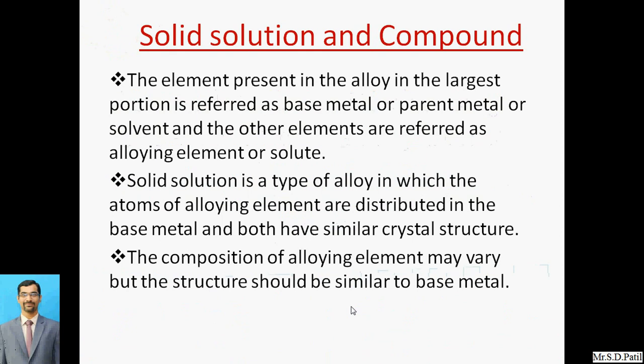So in this term you have to understand the importance of the solid solution and compounds in the equilibrium diagram. Basically, the element present in the alloy in the largest portion is referred to as base metal or parent metal or solvent, and the other elements are referred to as the alloying element or solute. These are the two very important terms, the solvent and solute. What is the meaning of solvent and what is the meaning of solute?